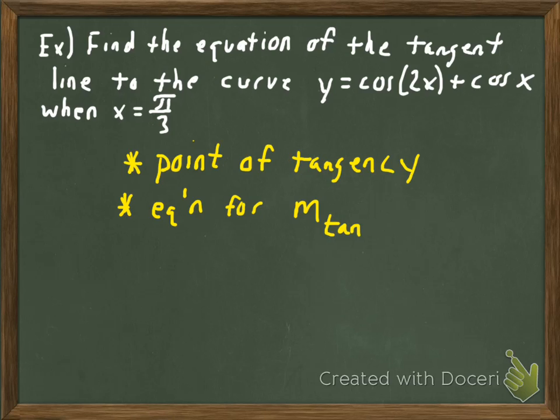And of course, the way we're going to find the equation for the slope is we're going to use the derivative, and the way we're going to find the point of tangency is we're going to plug our x value into our original function to find the corresponding y value. Alright, let's go ahead and do that.